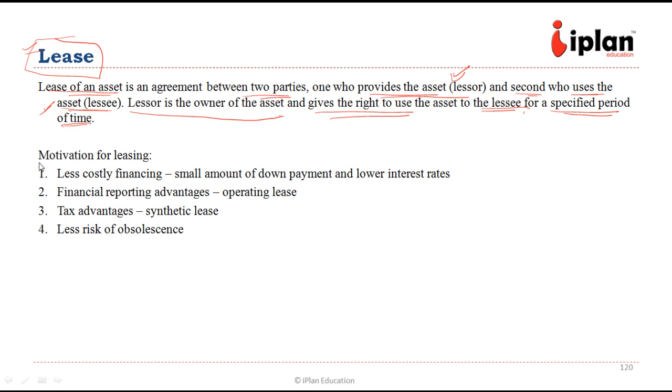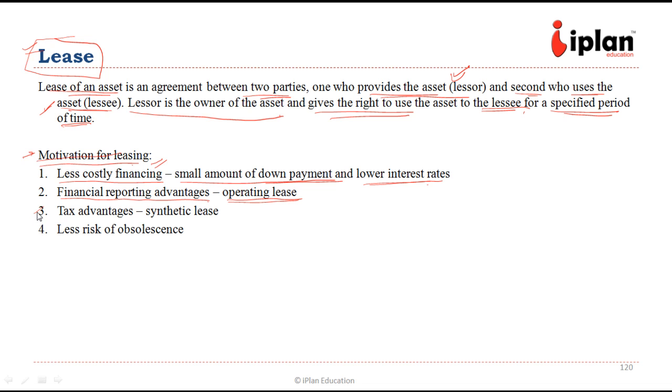Now the question is, why do companies go for leasing an asset instead of buying it? First, it is less costly financing. If the company tries to buy all the assets, then it will be costlier than leasing, because leasing involves a small down payment and lower interest rates. The second motivation is reporting advantages, since operating leases are more advantageous in reporting as they improve the ratios. So that is why they are preferred.